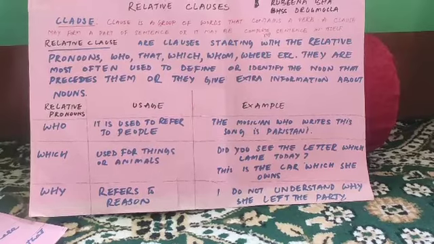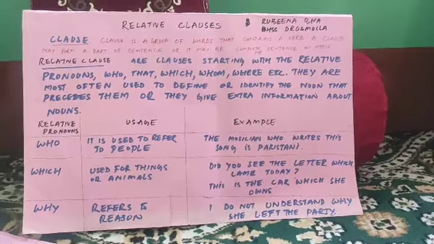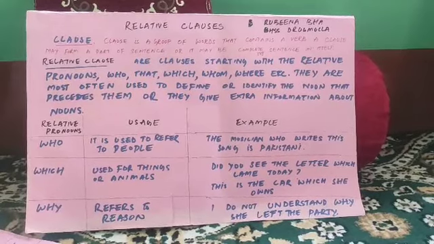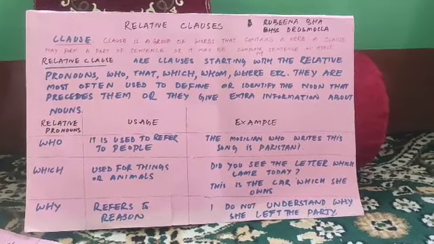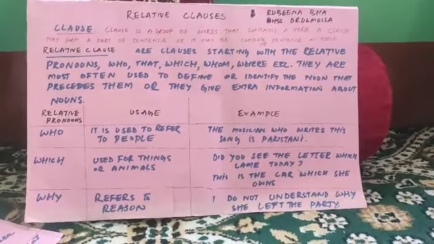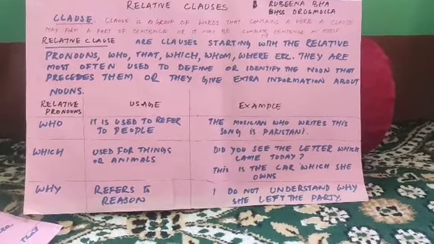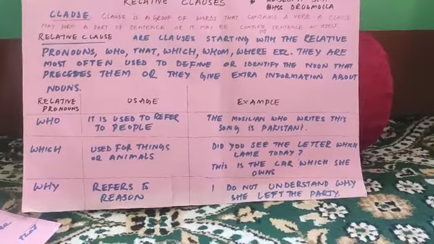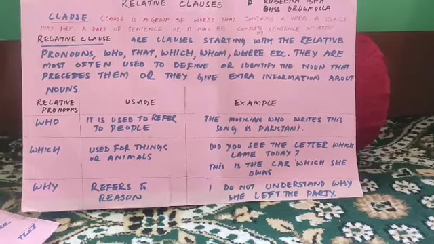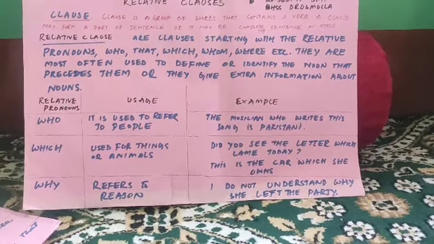The second one is which. We use the relative pronouns who, that, which instead of he, she, they, it. Now the second one, which, is used for things or animals. Which is not used for persons. For example, did you see the letter which came today? Or in a second example, this is the car which she owns.